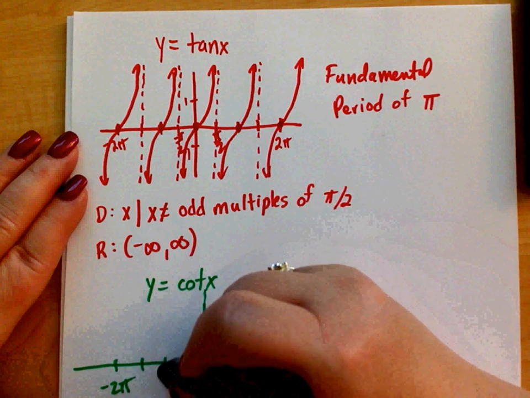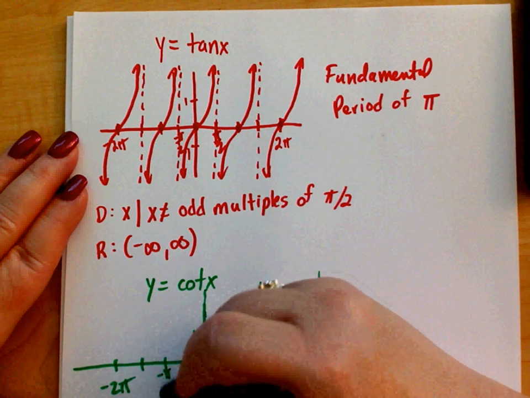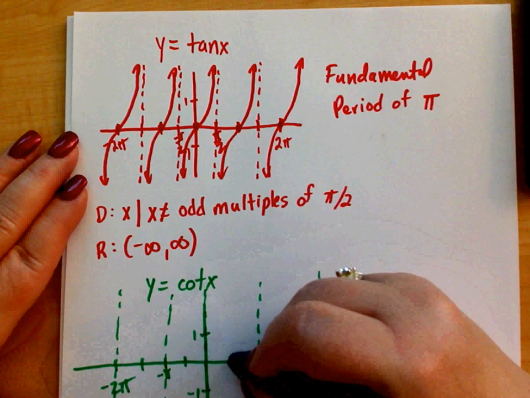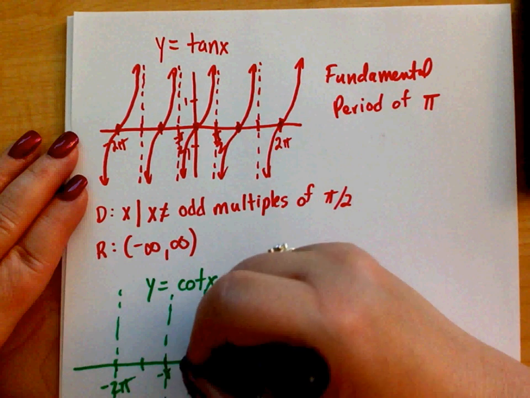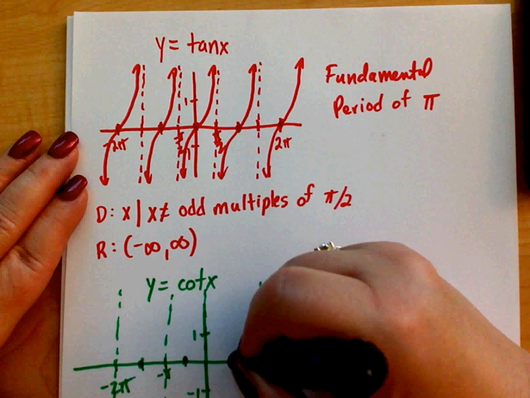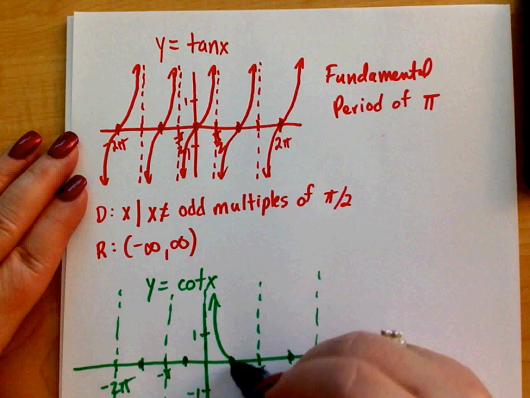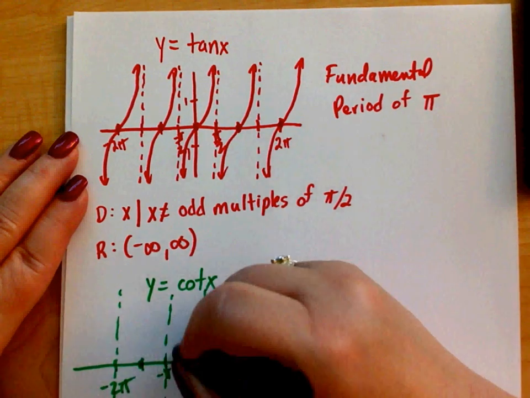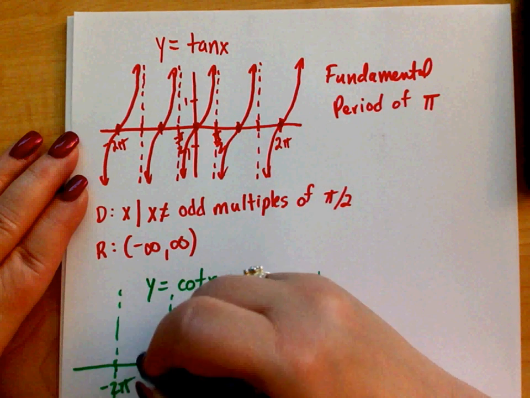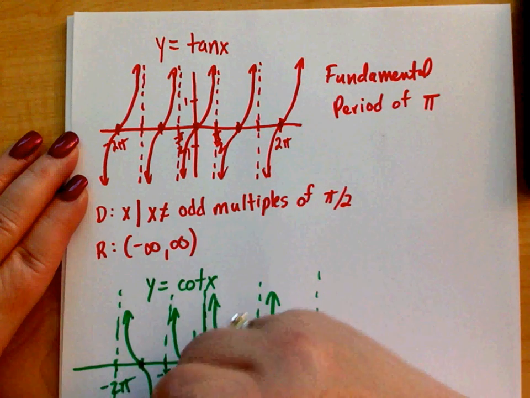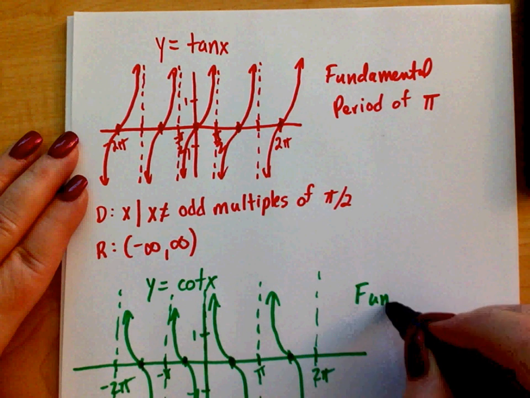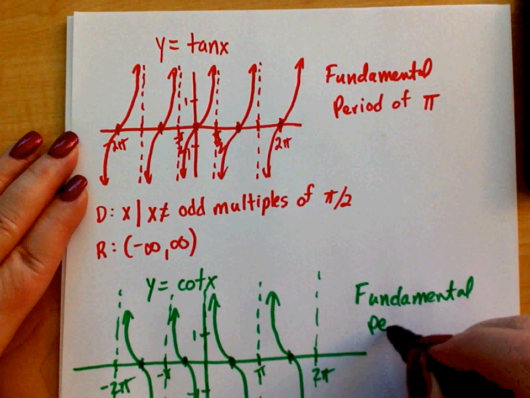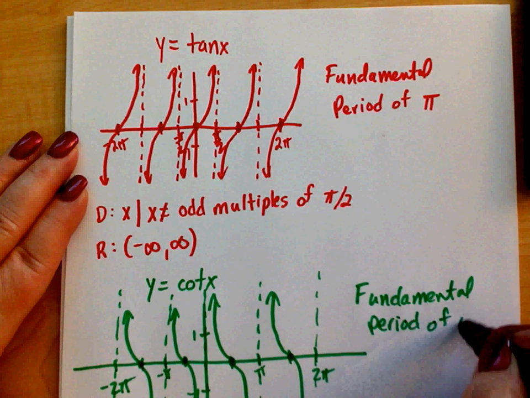So notice that's not the same. It does not have the same asymptotes as tangent. It goes, and then it will be 0 at all these locations. And it goes up on the left, down on the right. Up on the left, down on the right, up on the left, down on the right. We also say that cotangent has a fundamental period of pi.